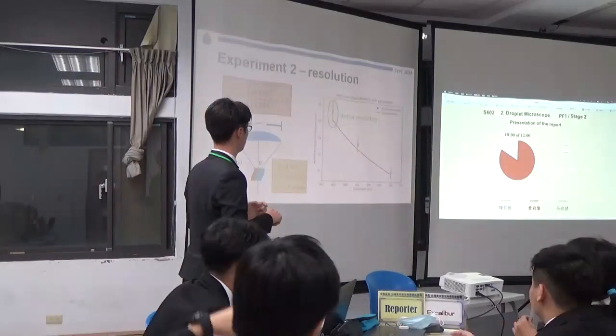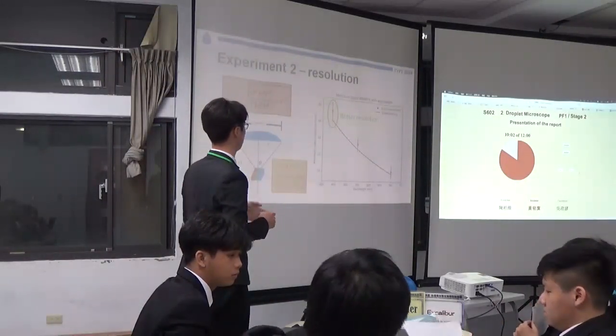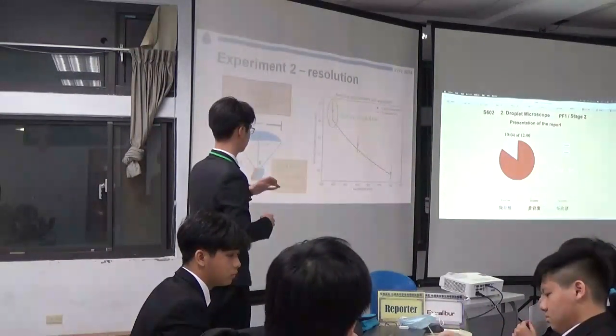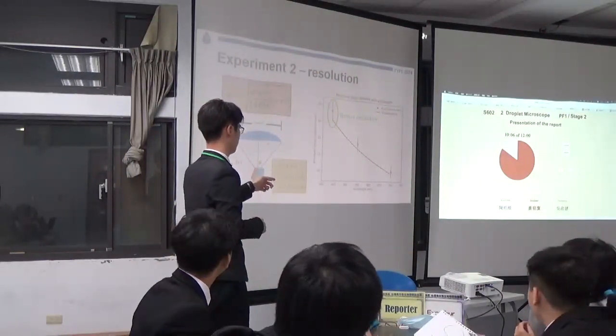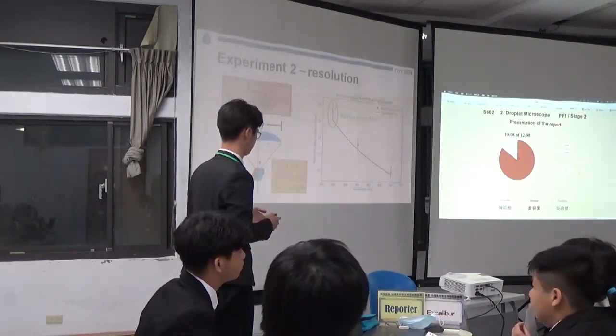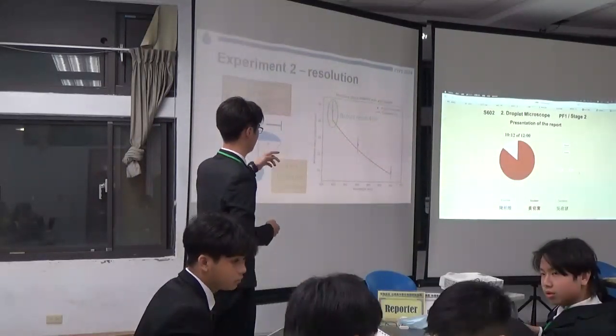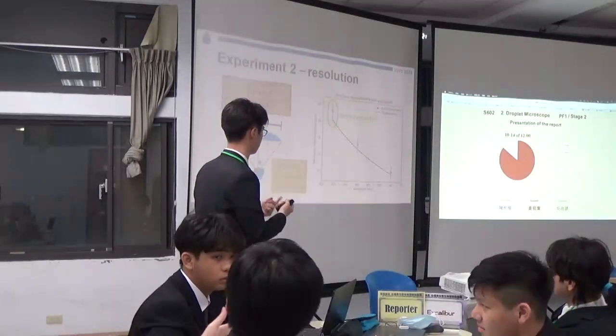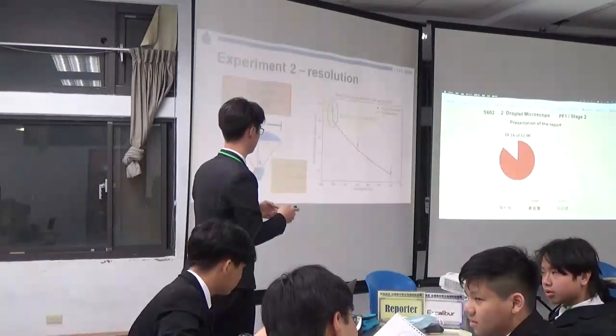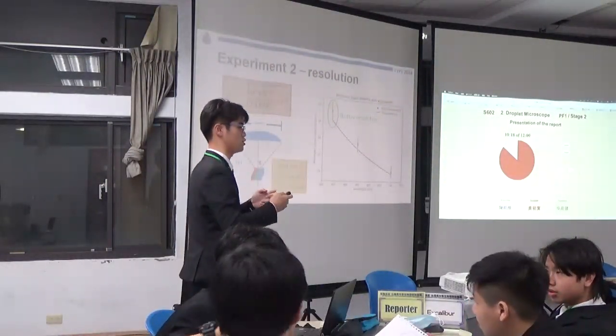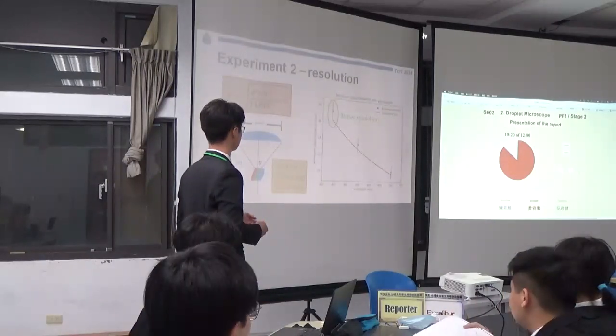Okay, and for my results of experiment 2, I found that when the wavelength is larger, then the resolution will be lower, because you should get closer to the object to distinguish them, which means the resolution is lower.